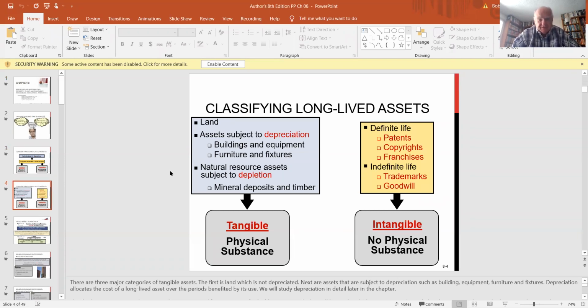Classifying long-lived assets. Land is a long-term asset. Assets subject to depreciation are buildings and equipment, furniture and fixtures. And then we have natural resources. Those are the tangible ones, okay? The intangible ones would be your patents, copyrights, franchise fees, goodwill, trademarks. You depreciate physical assets, except land. You never depreciate land, but you do depreciate buildings and furniture and fixtures and cars and vehicles.